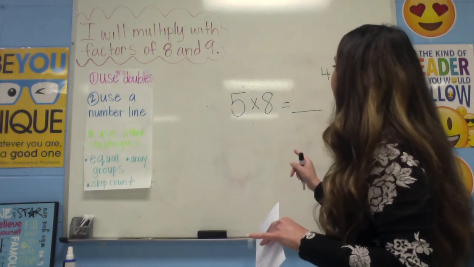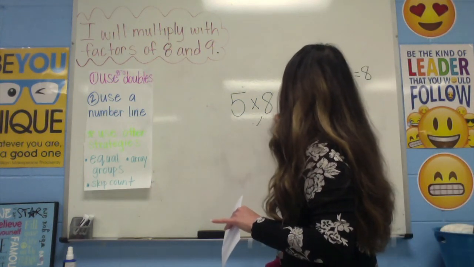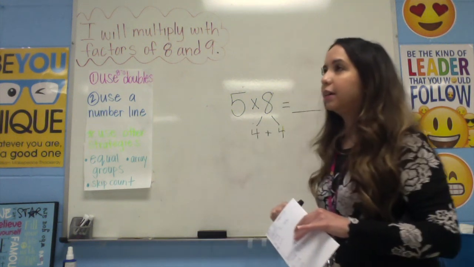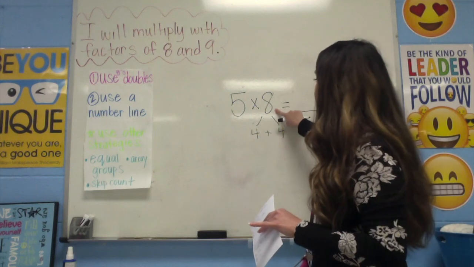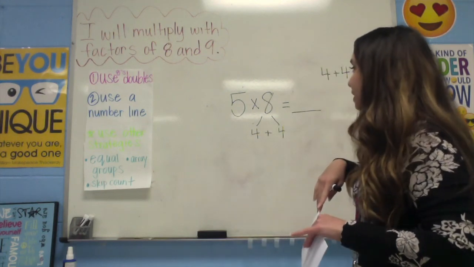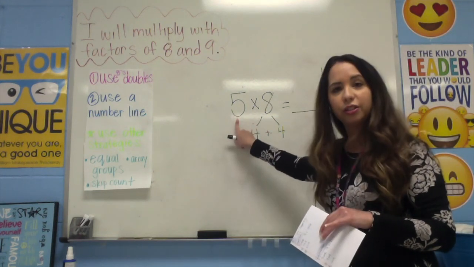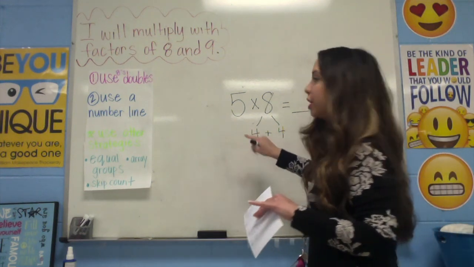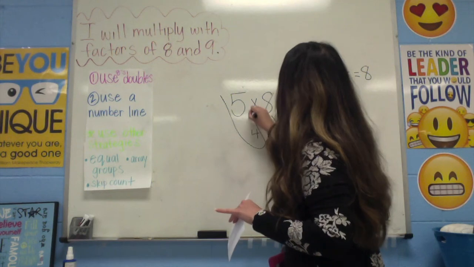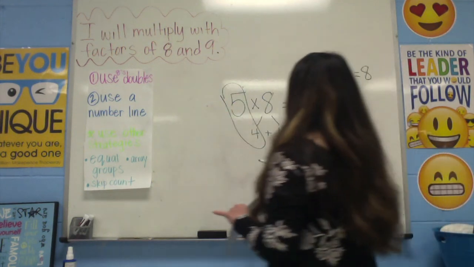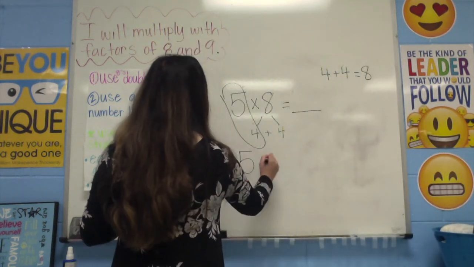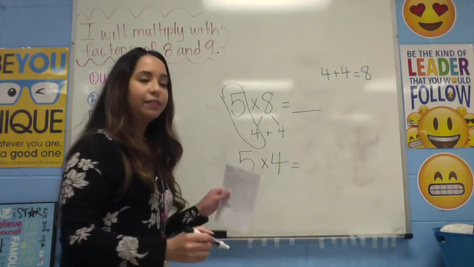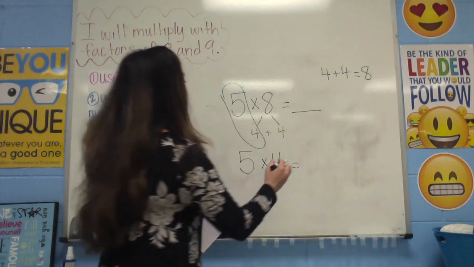All right, so 5 times 8. I'm going to write 4 plus 4 to remind me that 4 plus 4 equals 8. Now I'm going to take the first factor, which is 5 in the problem, and multiply it by 4. I'm going to circle these. So 5 times 4 equals 20.